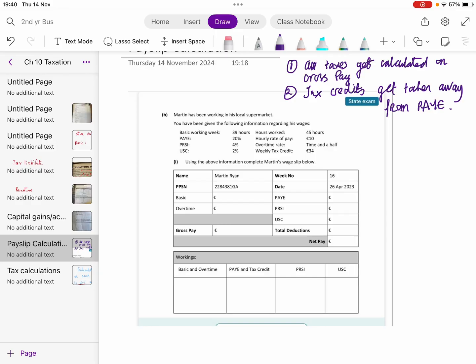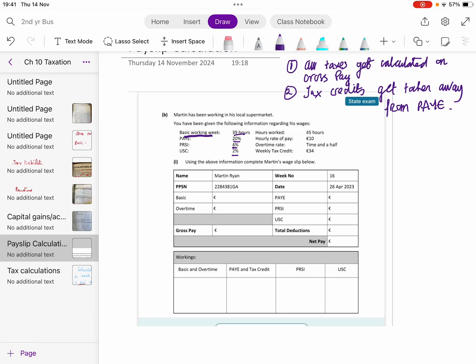Okay, so this was a previous exam paper question. So we're going to start off and we're going to go through it in detail, and do our workings down below in the box to keep everything nice and straight. So what am I told? His basic working week is 39 hours. My PAYE rate is 20%, my PRSI rate 4%, and my USC rate 2%. So PAYE being pay as you earn, PRSI is pay related social insurance, and USC is universal social charge.